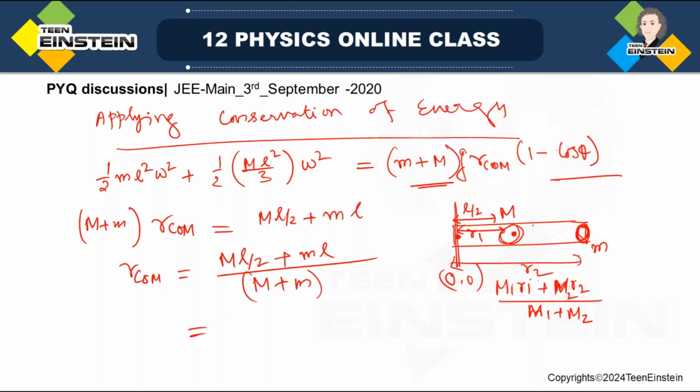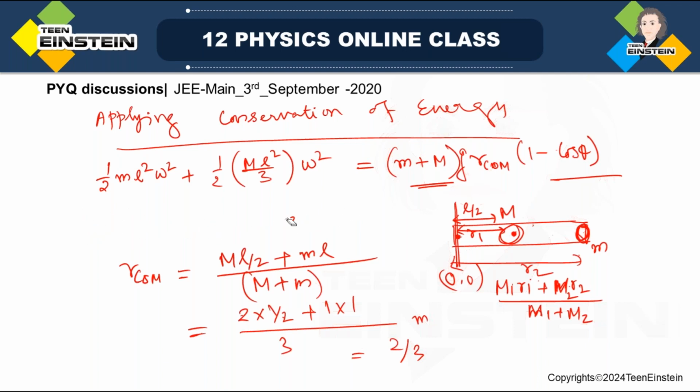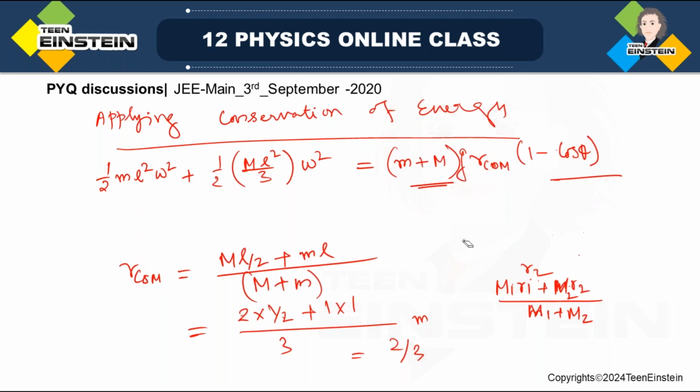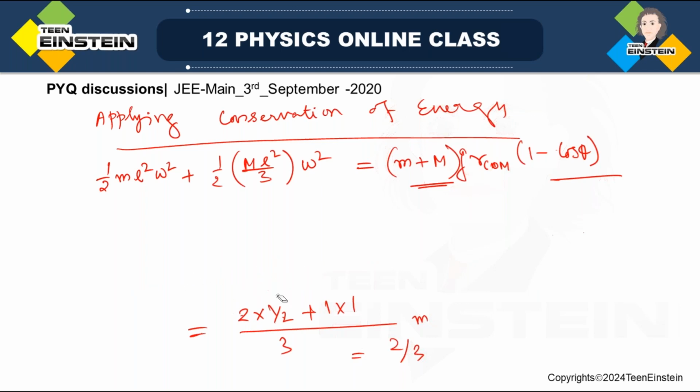If we just put the values, capital M is 2 kg, L is 1 meter, small m is 1 kg, this is 1 meter, divided by 3 anyway. So this will be in meters, and this is 2 by 3. You will get 2 by 3, so I have got RCOM as 2 by 3. So you guys are understanding, I hope. This problem is a little difficult, not too difficult, but mildly difficult. So RCOM I have got is 2 by 3.